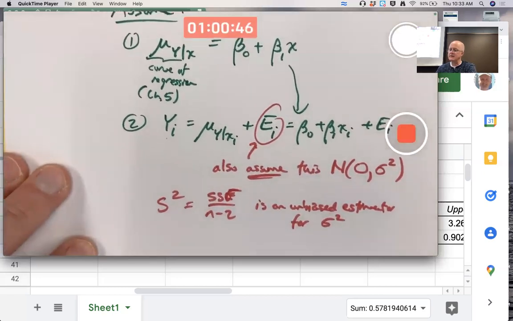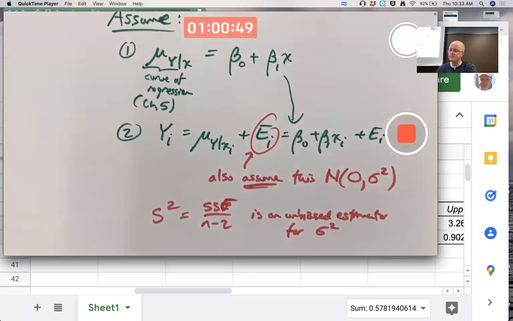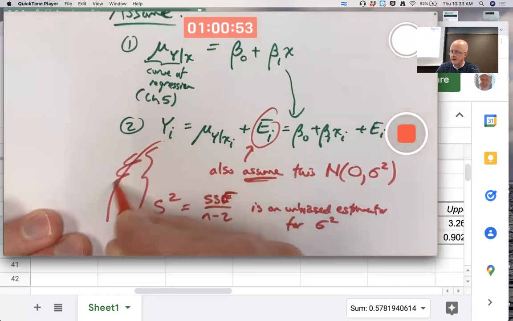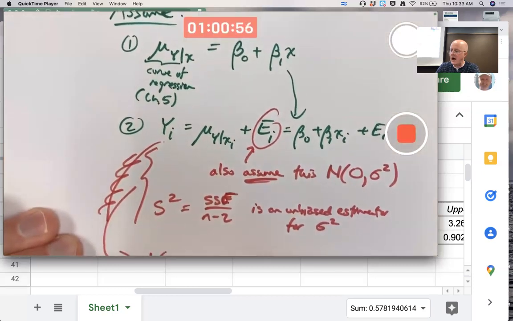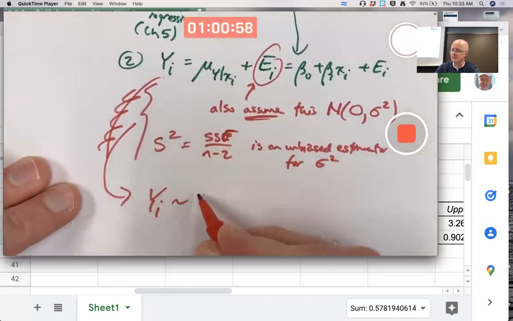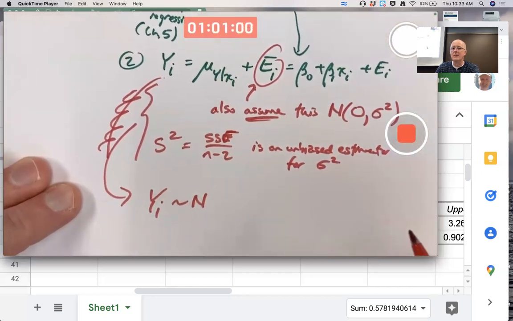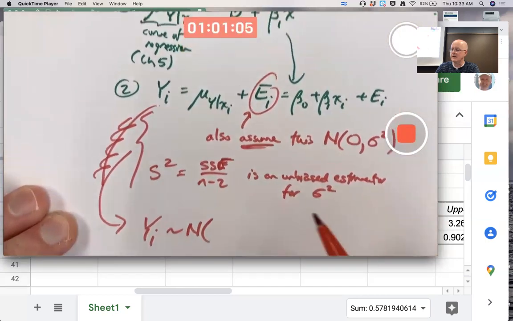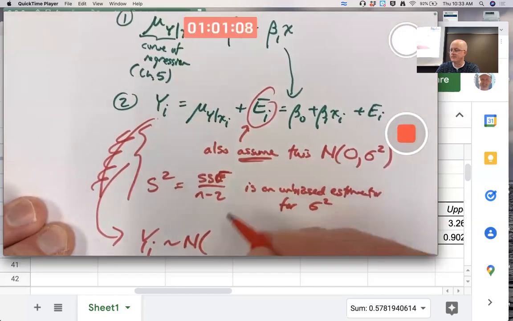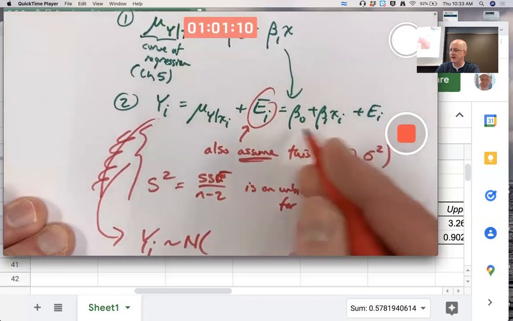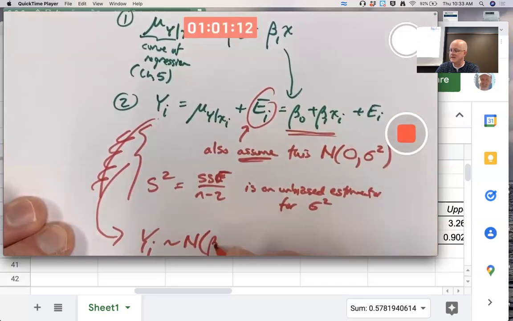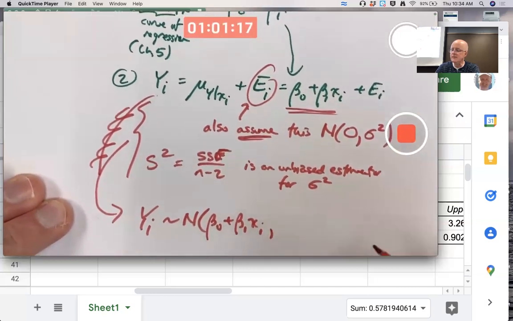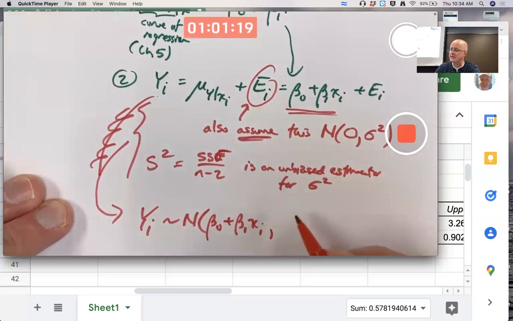These two assumptions, or the second assumption, these two things here, are going to imply that each yi is normal. But the mean of the yi is not going to be 0. It's going to be this mu, or in terms of the betas, this thing. Beta 0 plus beta 1 xi is the mean. And the variance is going to stay sigma squared, the same as the variance of epsilon i.